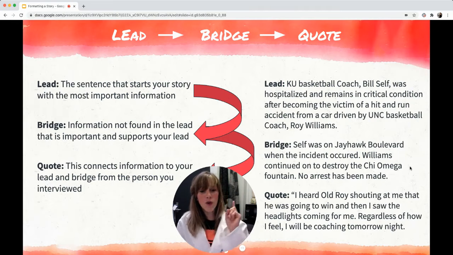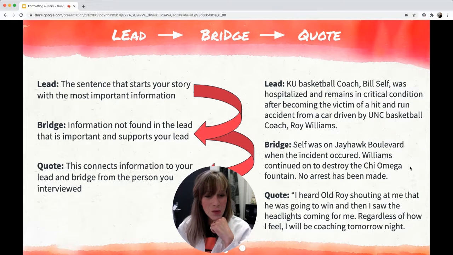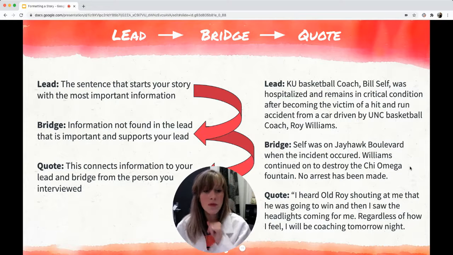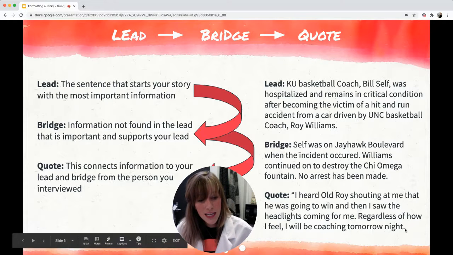"I heard old Roy shouting at me that he was going to win, and then I saw the headlights coming for me. Regardless of how I feel, I will be coaching tomorrow night." Now Miss Stingley has a really grave error on this page: there should be a comma right here instead of a period and little quotation marks, and it should say "Self said."